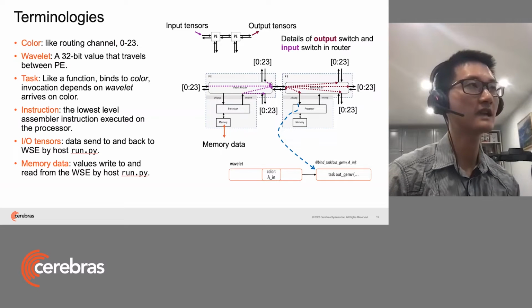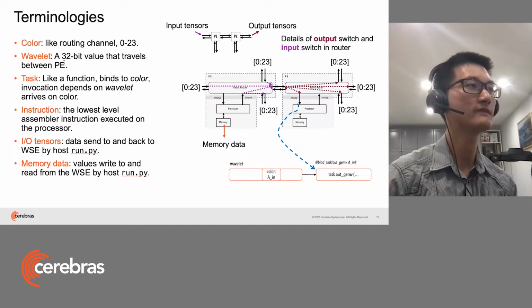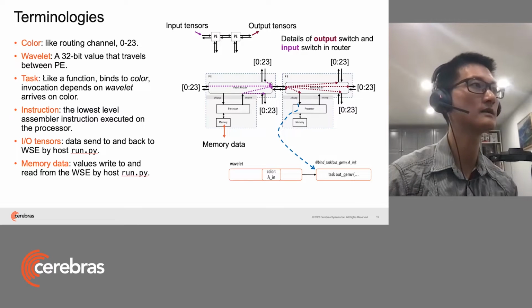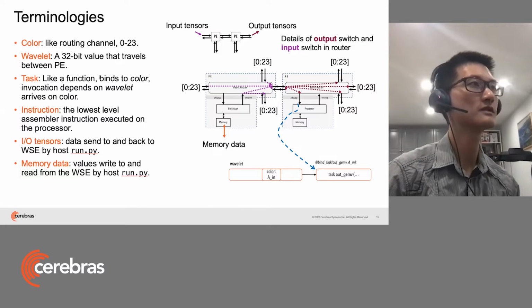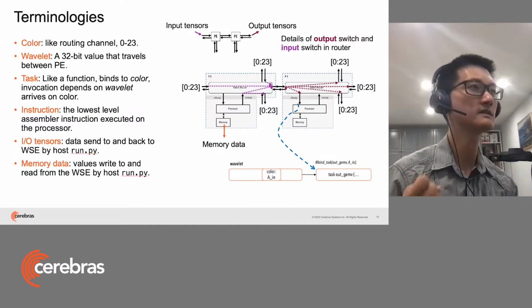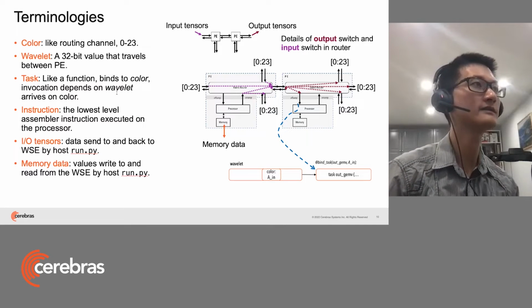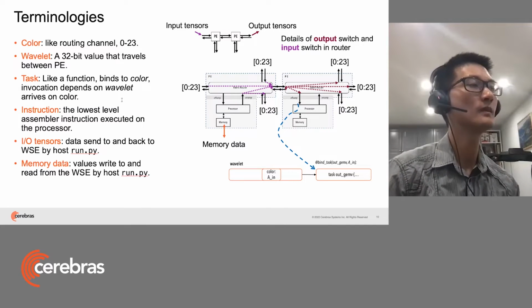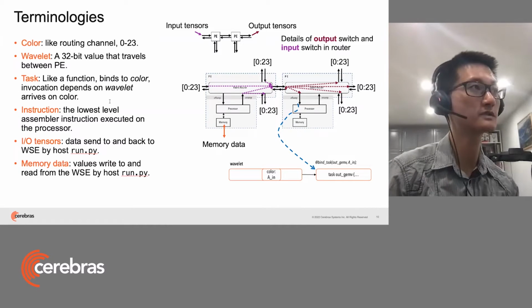Wavelets are 32-bit data that travel between PEs. That's what a wavelet is. A task, which I won't go into too much, you can think of like a function. A function will get called when a wavelet arrives on that particular color. When a task is invoked, it will execute instructions, and the instruction is the lowest level assembler our processing element, our compute engine, actually runs on.